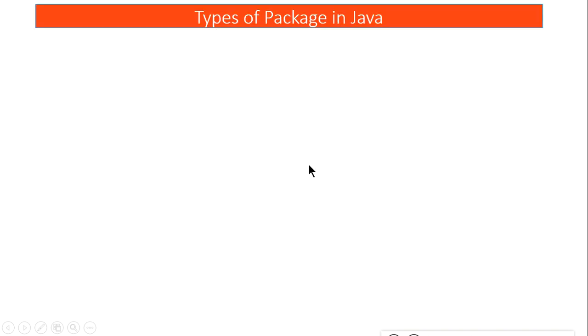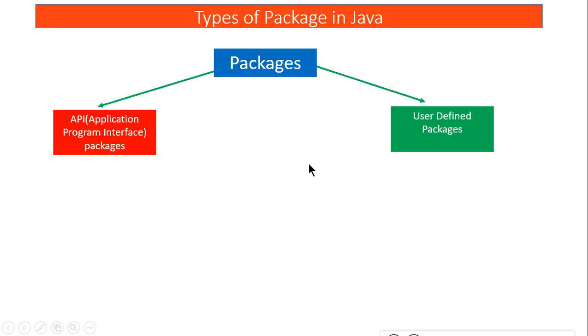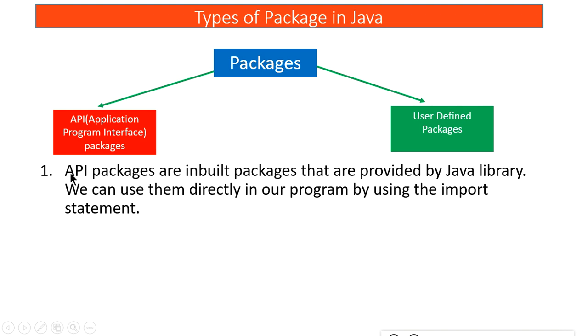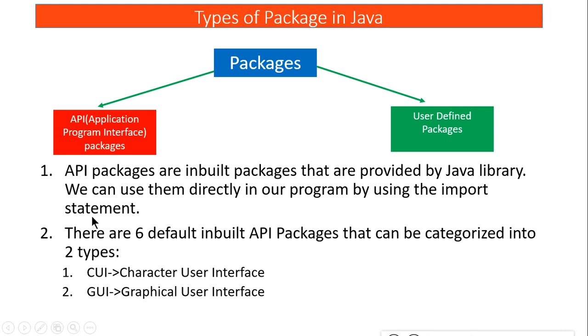Okay, so when we talk about packages in Java, they can be categorized into two types: API packages and user-defined packages. API packages are the packages that are already defined and available in Java. That is, when you install the Java setup, that is the JDK, then you will get these packages by default. And user-defined packages are the packages that are created by the user according to their own choice. API packages are inbuilt packages.